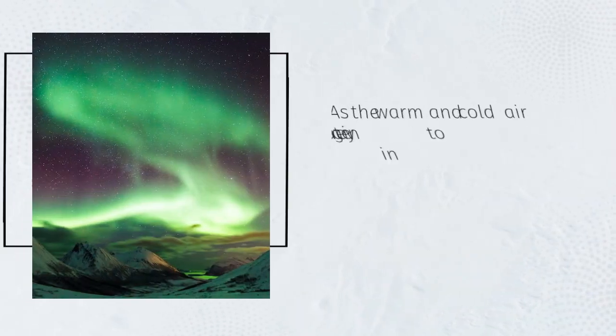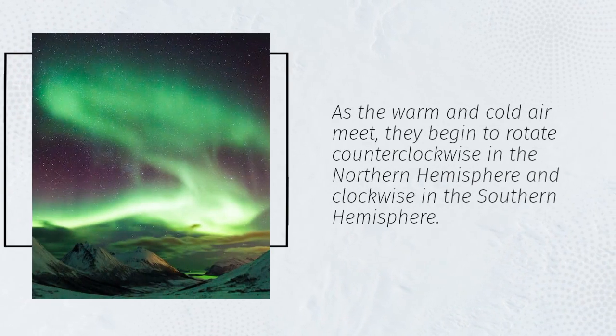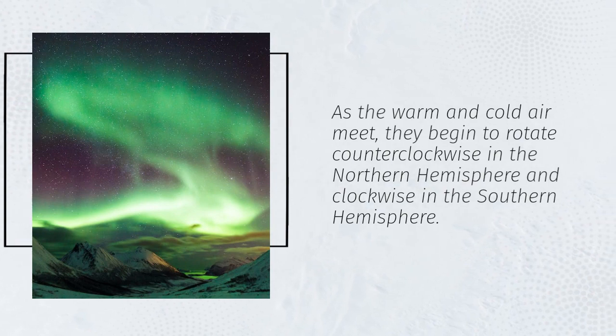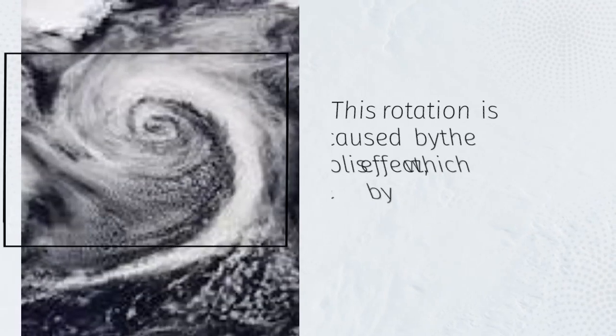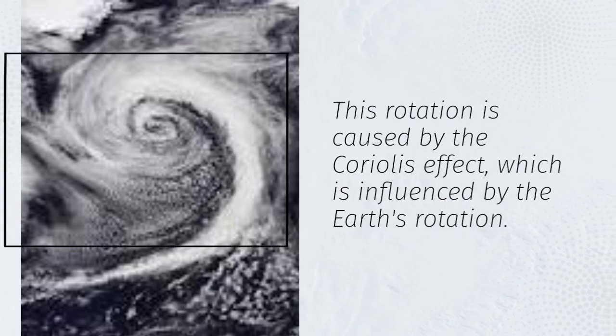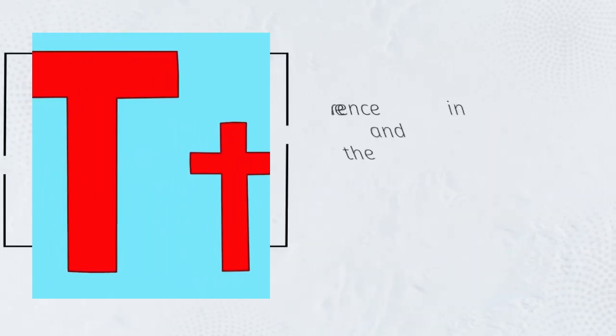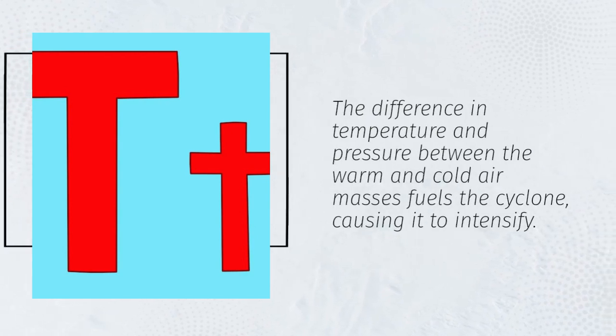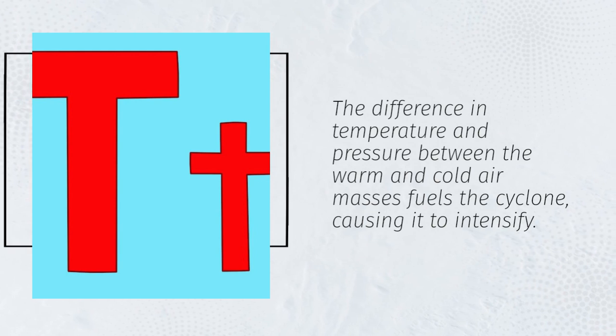As the warm and cold air meet, they begin to rotate counterclockwise in the northern hemisphere and clockwise in the southern hemisphere. This rotation is caused by the Coriolis effect, which is influenced by the Earth's rotation. The difference in temperature and pressure between the warm and cold air masses fuels the cyclone, causing it to intensify.